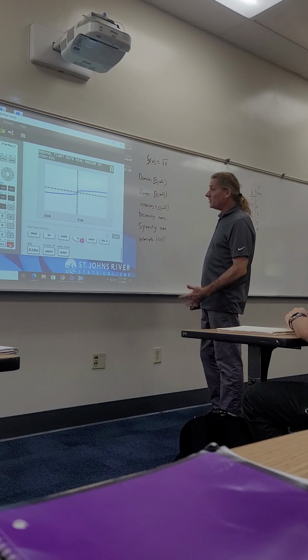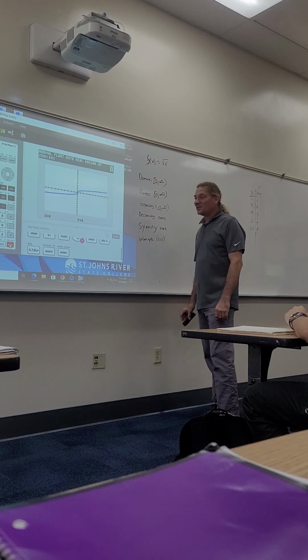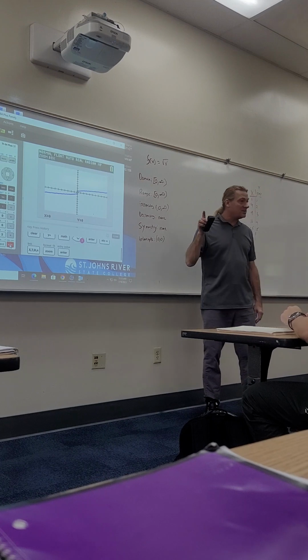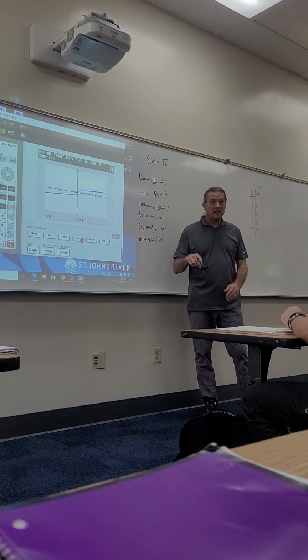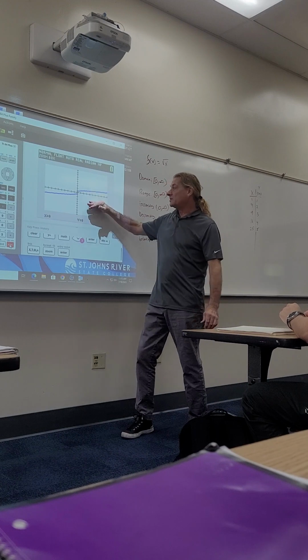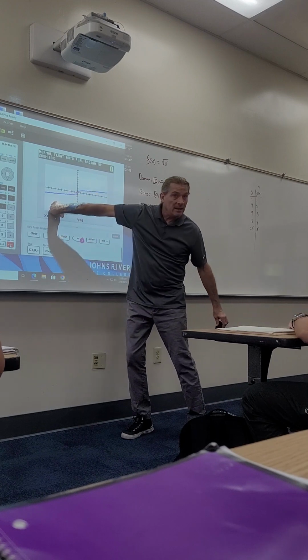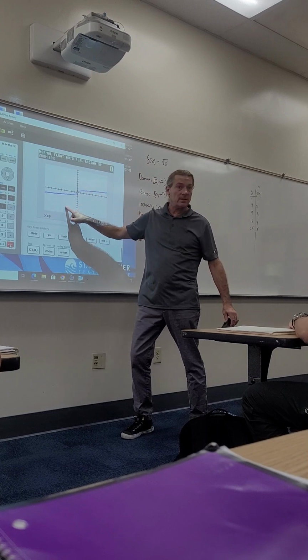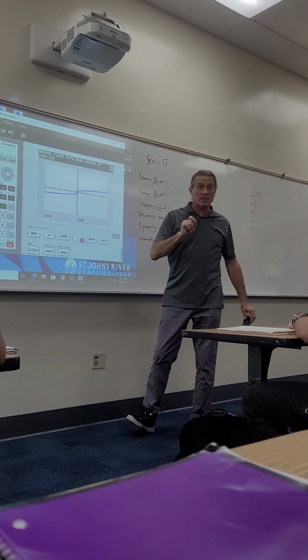However, how about this one? What is this one? Odd. Why is it odd? The origin. Because it's symmetrical with the origin. Do you see that? In other words, if I flip it over the x and then flip it over the y, it will be the same. In other words, the behavior here is very similar to the behavior here. That makes it an odd function.